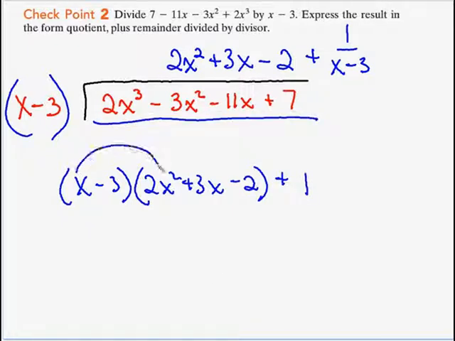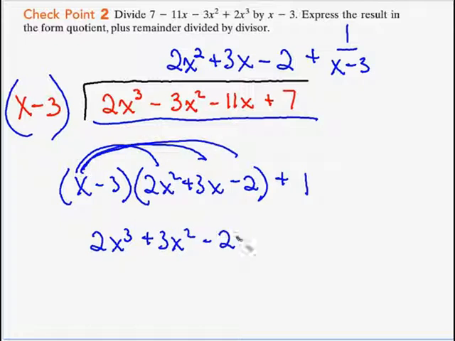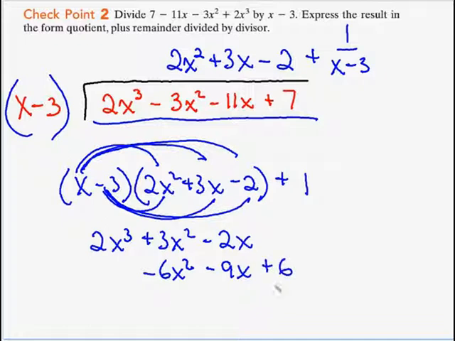So let's see. X times 2x squared is 2x cubed. X times 3x is plus 3x squared. X times minus 2 is minus 2x. And then minus 3 times 2x squared is minus 6x squared. Minus 3 times here is minus 9x. Minus 3 times minus 6 is plus 6. And don't forget the plus 1. I'm sort of going to bring that down here and put it on the end.